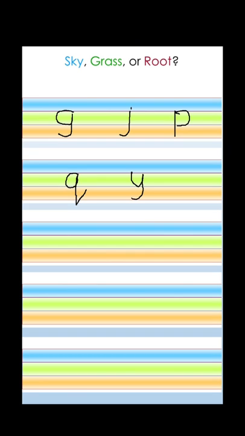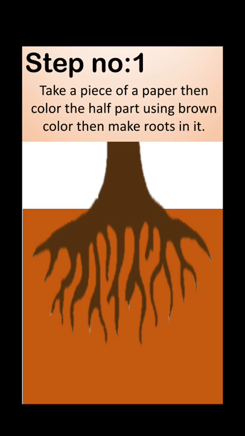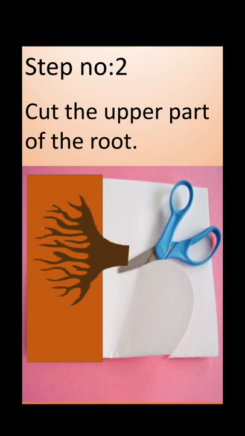So now let's move on. Let's do an activity for root letters. Are you all ready? So now let's start. The first step is take a piece of paper, then color the half part using brown color, then make roots in it. You have to do the brown color only in a half part, alright. Step number 2 is cut the upper part of the root. Don't cut the stencil of the root. You just have to cut the upper part, alright.